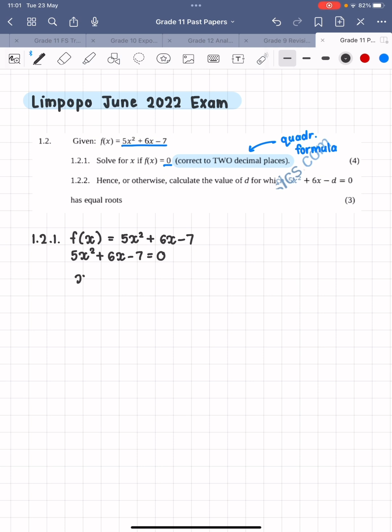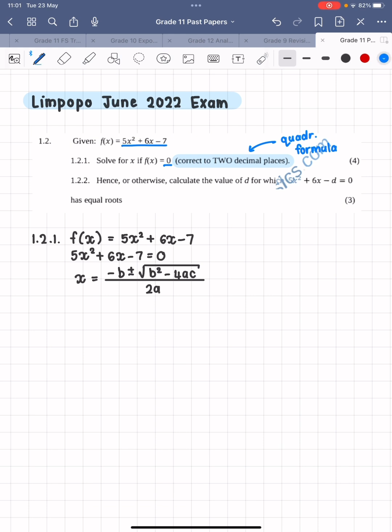Now this formula is on the formula sheet when you are in grade 12, but many schools don't give a formula sheet in grade 11. So in that case, you would have to know this formula off by heart. So it is negative b plus or minus the square root of b squared minus 4ac over 2a.